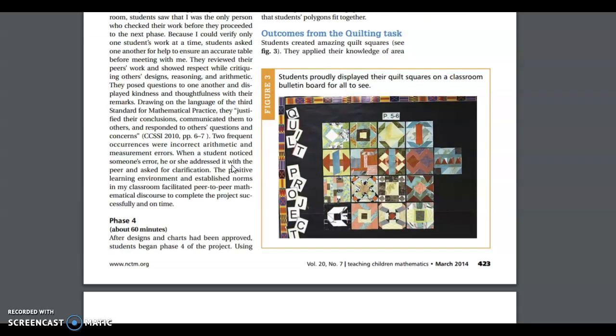And the last phase, phase 4, is that the students start creating their quilt squares with wallpaper. They cut the shapes out of wallpaper, and it said earlier in the article that the wallpaper was donated to the school from a hardware store. And you can see one of the finished quilts here in figure 3.